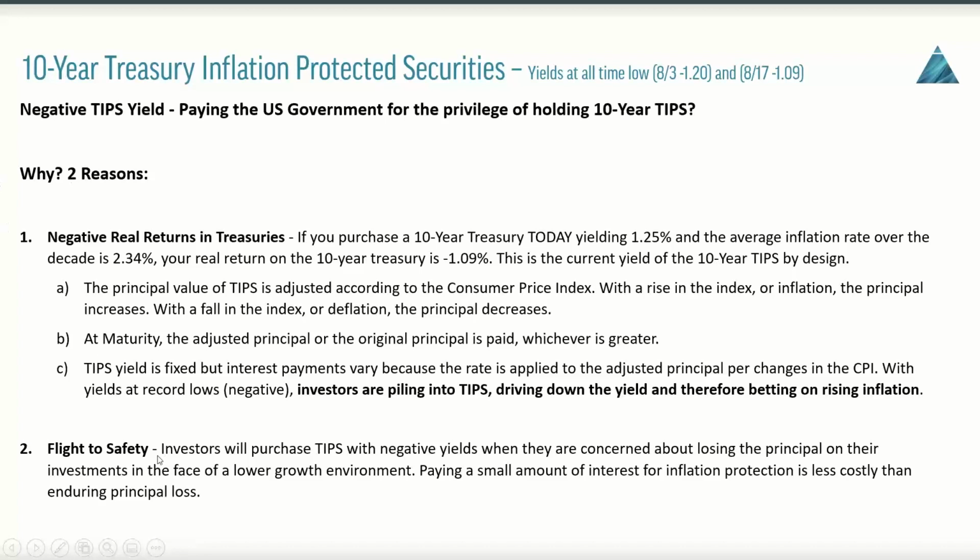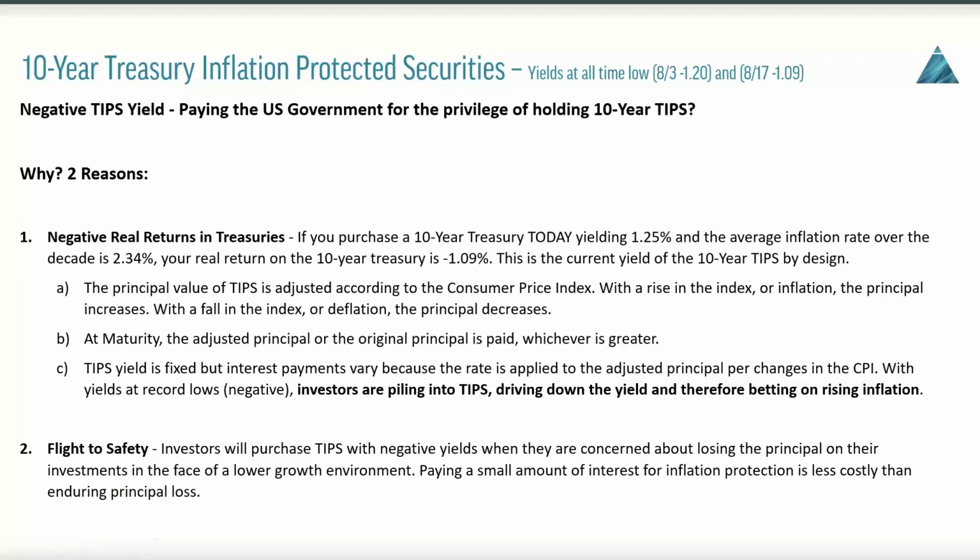But the moral of the story here, when you're looking at these market dynamics, is this current activity that's taking place in the TIPS market is essentially a flight to safety. And the idea here is kind of funny because you think about it, right? It means that investors will literally purchase TIPS with negative yields when they're concerned about losing their principal. I've got this in this 0.2 down here. And you know, in the face of this lower growth environment that we're in, paying a small amount of interest for inflation protection is less costly than enduring principal loss. So that's the idea. Again, it's literally a bet on rising inflation.